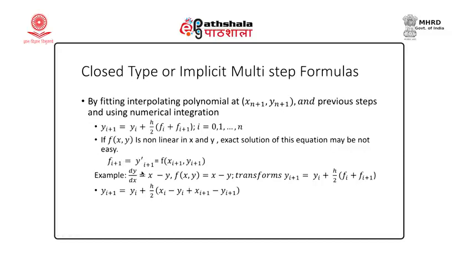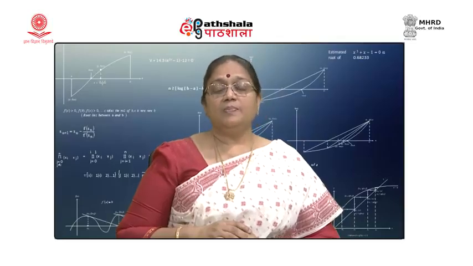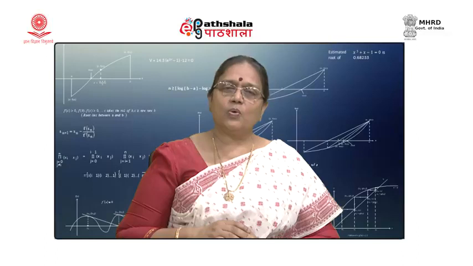So, fi plus 1, which is yi plus 1 dash, is f at xi plus 1, yi plus 1. To illustrate, if I take the same example, dy by dx is x minus y. So, f(x, y) will be x minus y. So, yi plus 1 becomes yi plus h by 2, fi plus fi plus 1, where fi is xi minus yi, and fi plus 1 will become xi plus 1 minus yi plus 1. It is called closed type, which is very obvious because we are using xi plus 1 in the formula. Now, it is called implicit because the right side also contains the value of yi plus 1, which is unknown.